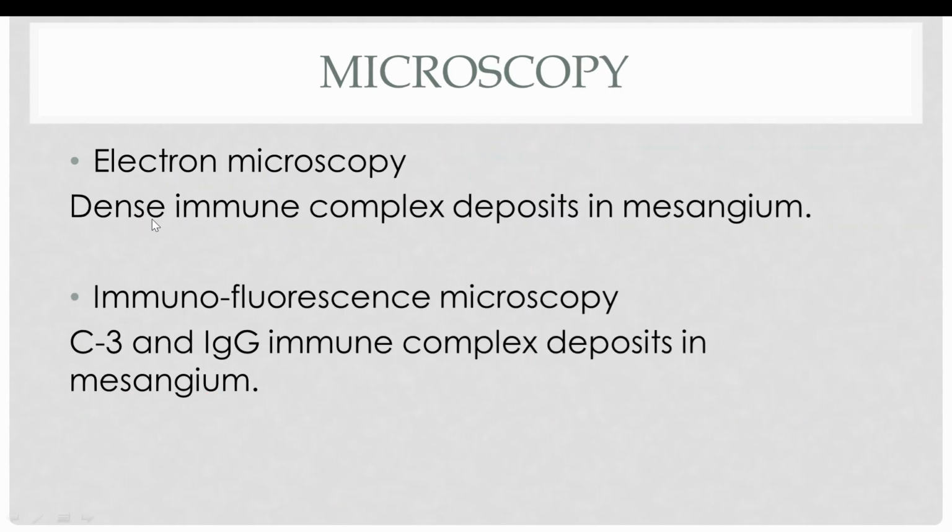Electron microscopy reveals dense immune complex deposits in the mesangium, and sparse deposits are also sometimes present in the capillary walls. Immunofluorescence microscopy reveals C3 and IgG immune complex deposits in the mesangium. The C3 deposits are more common than the IgG immune complex deposits.